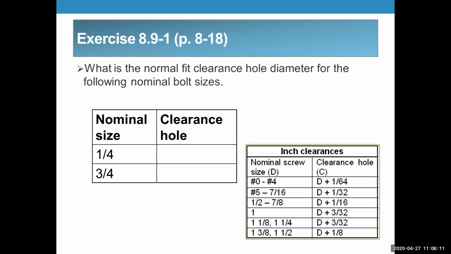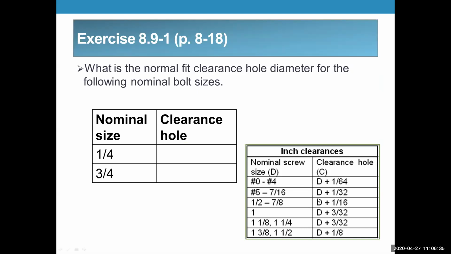So the normal fit clearance hole diameter for the following nominal bolt sizes. If I look at a 1/4 inch, what would be the nominal clearance? Right. 9/32. And how did he figure that? When you look at this chart.